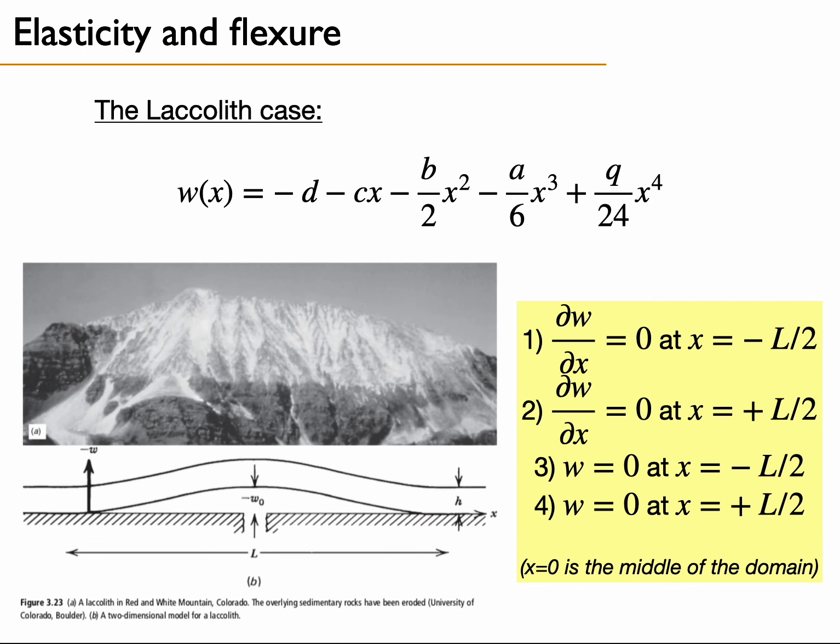So let's recall the model configuration. 0, x equals 0 is in the middle. We have minus L, the total length, divided by 2. This is this coordinate, and we have L divided by 2, which corresponds to this coordinate. We have W, the deflection, which is equal to 0 on each side of the model. So these are 2 boundary conditions, and we have 2 other boundary conditions which state that dW/dx is equal to 0 on each side of the model also.